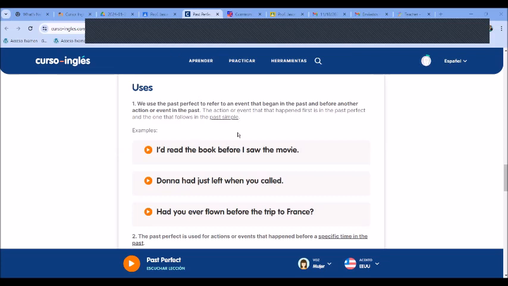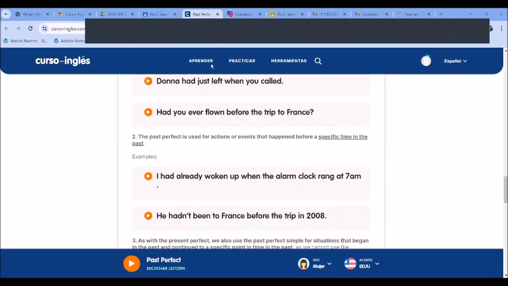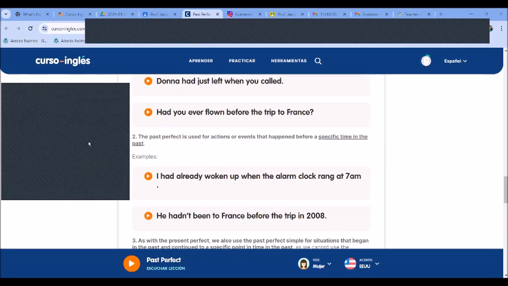And usually the past perfect sentence will also show you what it connects to. Past simple action. You see here, I saw a movie, you called before the trip to France, right? All of these will have some simple past action as well, right? Number 2, let's go with Diego.